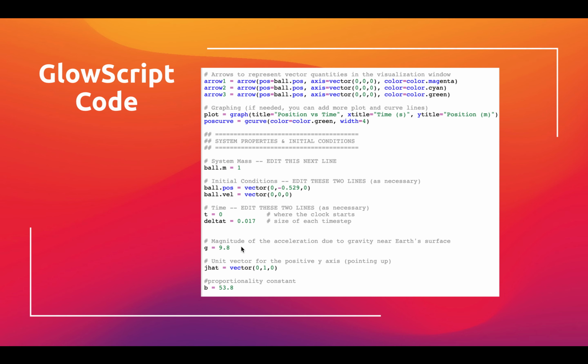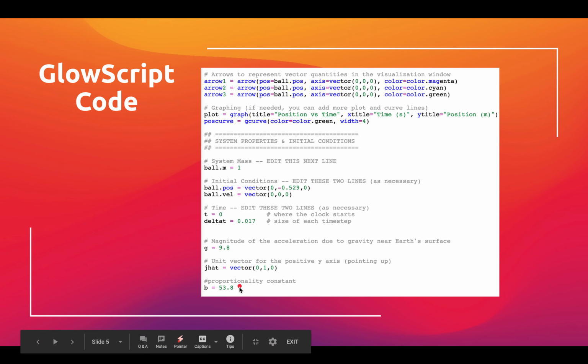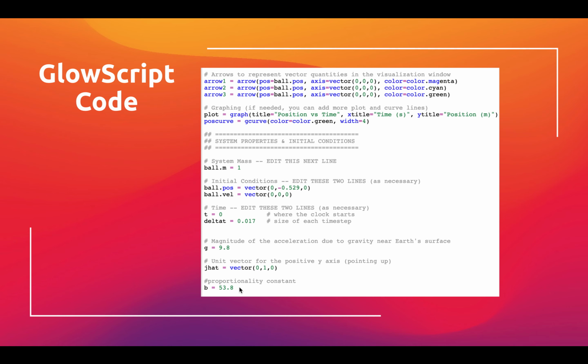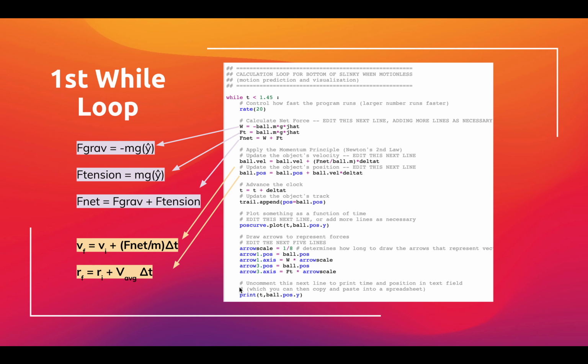For the proportionality constant, I had to estimate it by inputting different values until the final position of the predicted model matched the final position observed from Tracker. Doing that, I got b to be about 53.8. I then created 2 while loops. The first loop represents the bottom of the Slinky while it is motionless, which occurs for about 1.45 seconds.